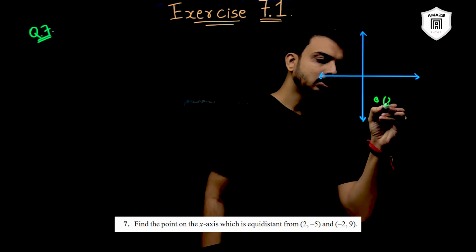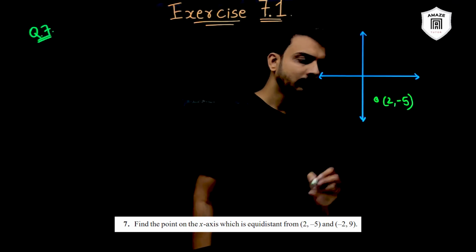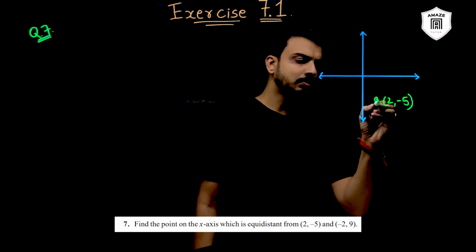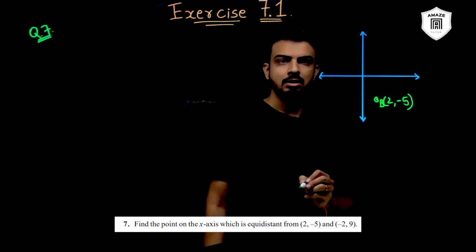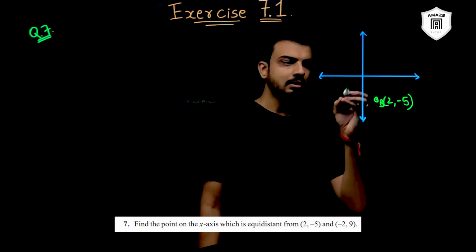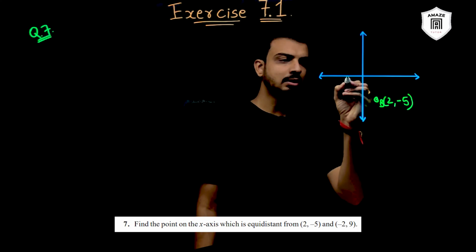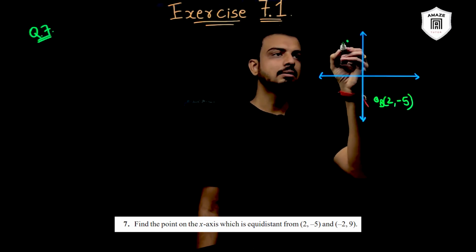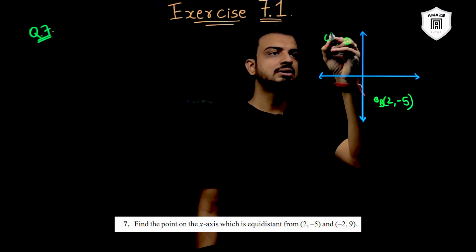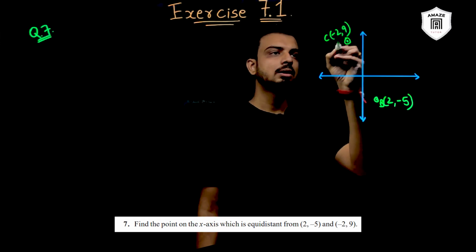Let this be 2, minus 5. Okay, let this be point B. Okay, and minus 2, 9. Minus 2 is somewhere here, 9 is somewhere here. Minus 2, 9. Let this point be C, minus 2, 9.